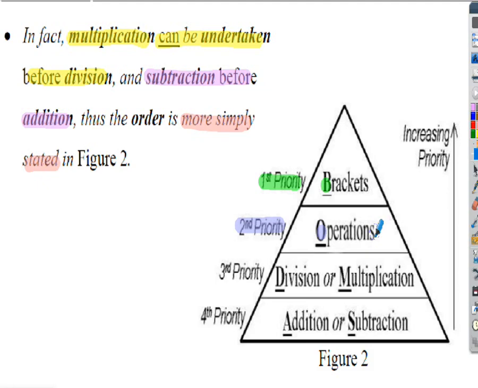We consider them next. But our third priority could be either undertaking division or multiplication, because they actually have the same precedent. So we could do multiplication before division if that was more convenient to us within the calculation. And finally, the fourth priority is addition or subtraction. Again, if we wanted to, we could undertake a subtraction before an addition if that is preferable. So I personally prefer the precedent rules shown in the pyramid structure as shown in figure 2.